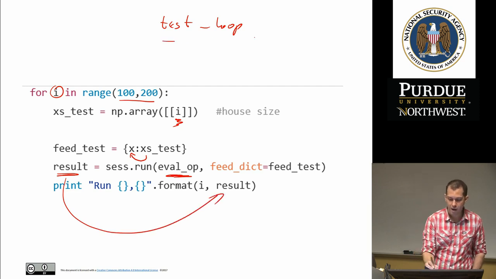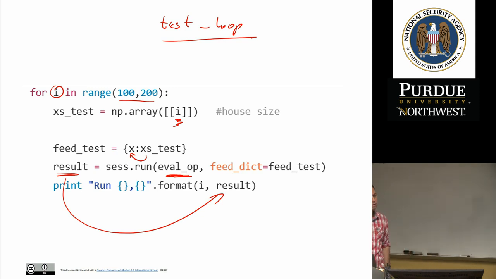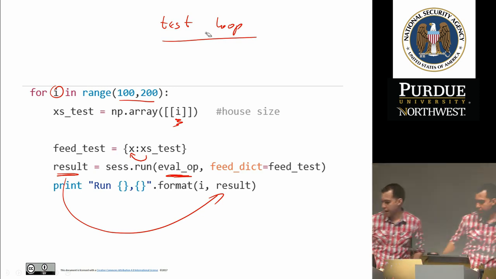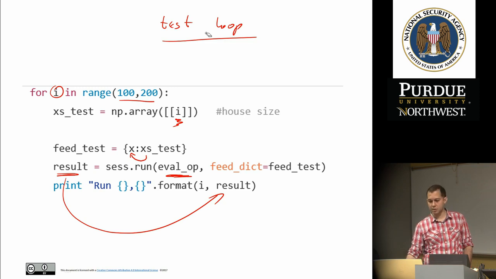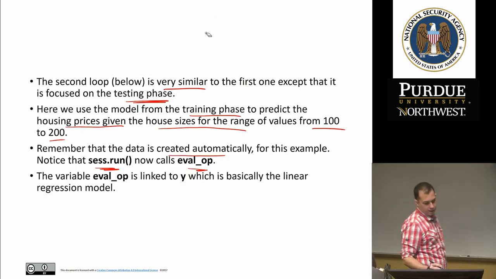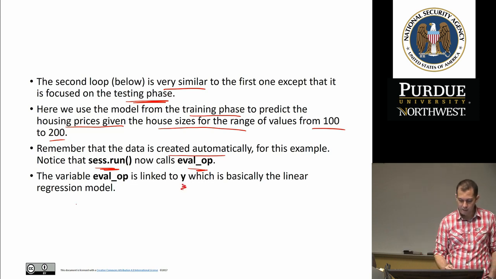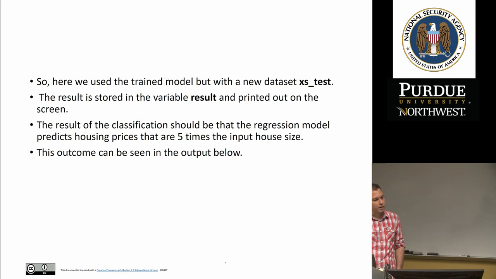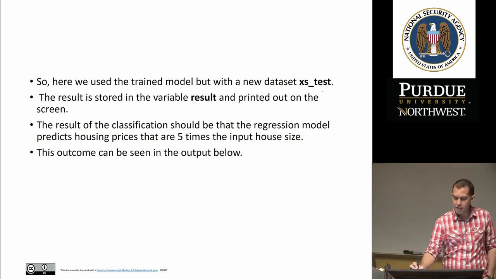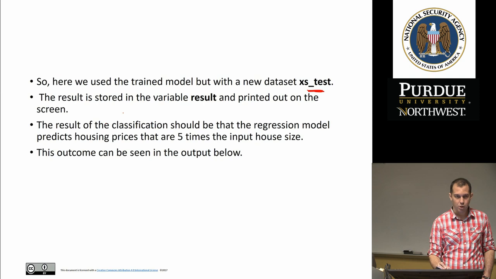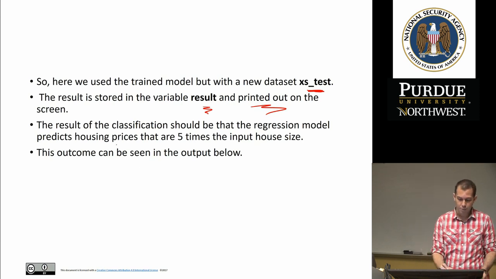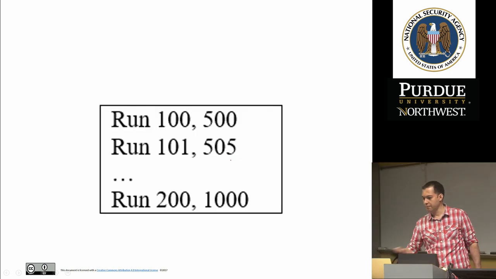And then we have our result. We have our values, our housing prices given square footage. The variable eval op is linked to y, which is basically the linear regression model. So here we use the trained model, but with a new data set, XS test. The result is stored in the variable result and simply printed out. The result should be that the regression model predicts housing prices that are 5 times the input house size. And the outcome can be seen in the next slide.